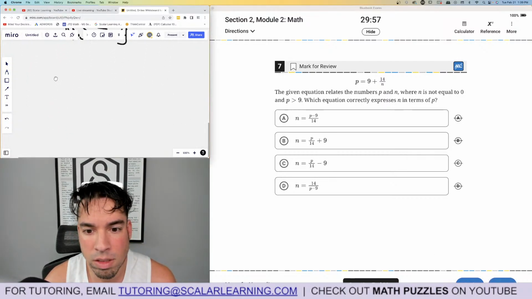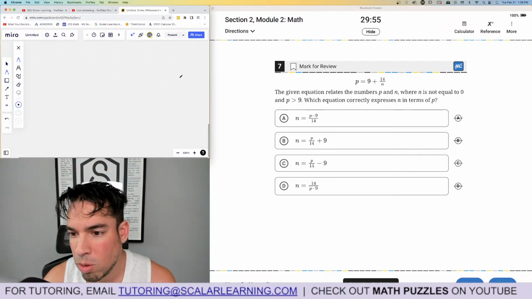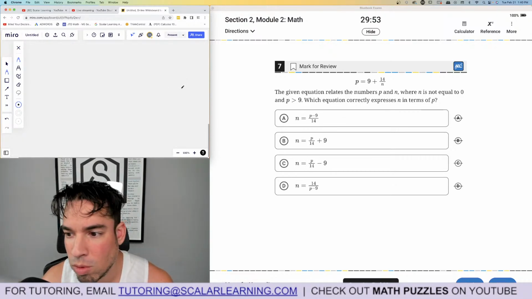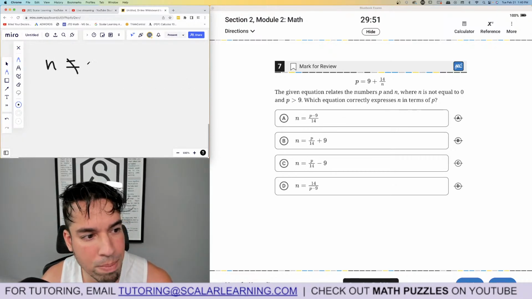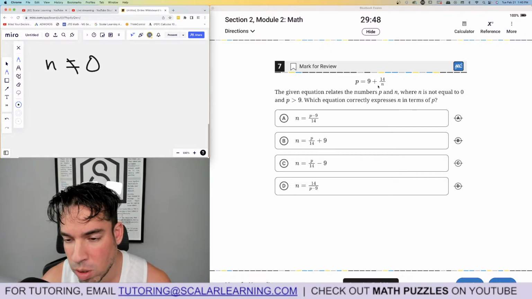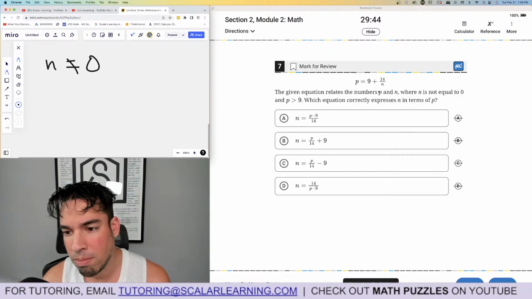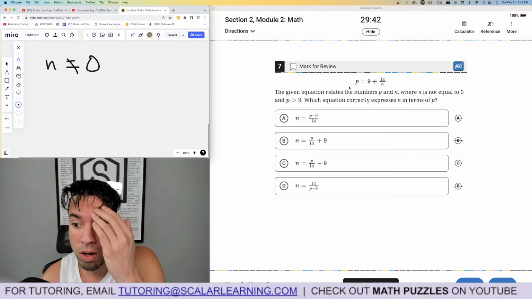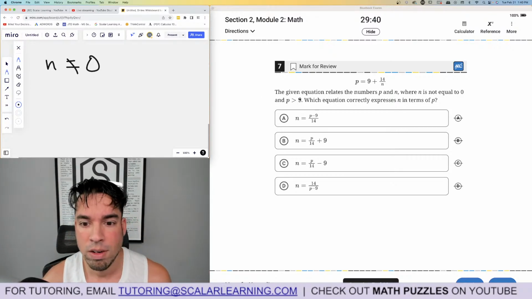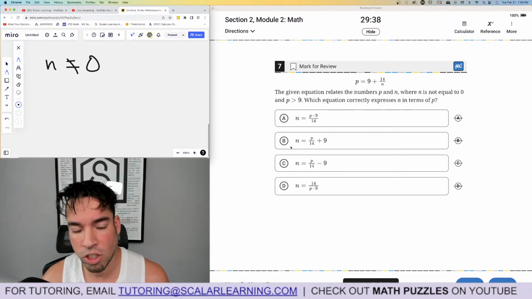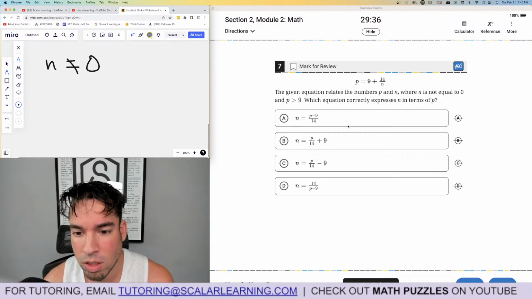Okay, next, 7. Given related numbers of p and n, where n is not equal to 0. Let's just write that. That part usually doesn't matter because it's just so we don't divide by 0, but I'll write it down anyways. And p is greater than 9, great. So that means n is going to be positive as well if p is greater than 9. Which equation is correct? Oh, this is just isolating quantities. I didn't even need to read all that. So we're just isolating n.